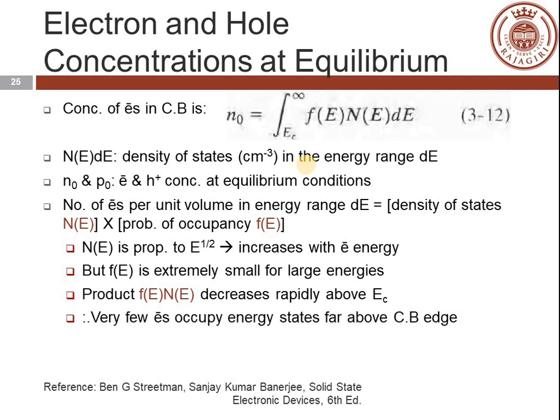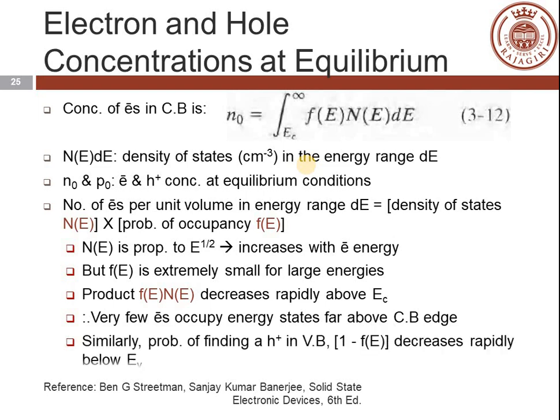Therefore, very few electrons occupy energy states far above the conduction band edge. So that means most of these electrons will be near EC, which is the lowest energy in the conduction band. Similarly, the probability of finding a hole in the valence band, 1 minus f of E, decreases rapidly below EV. That means the probability of finding holes is very high at the topmost energy level of the valence band, which is EV.